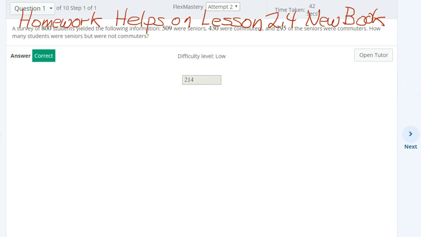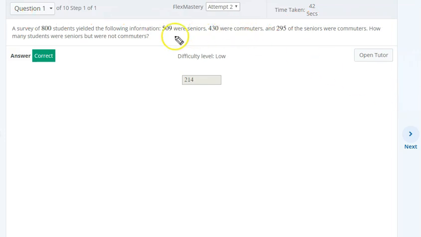All right, winding up our last help on the new book. This will be on lesson 2.4. And again, we're looking for strategy. So initially, we want to read it carefully.